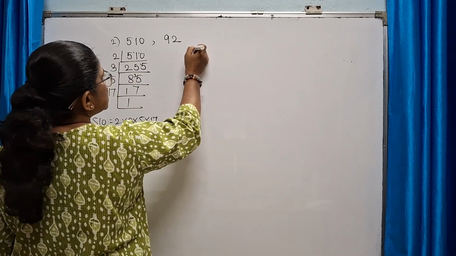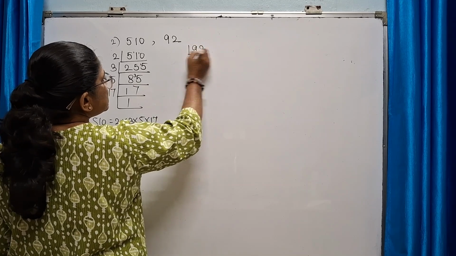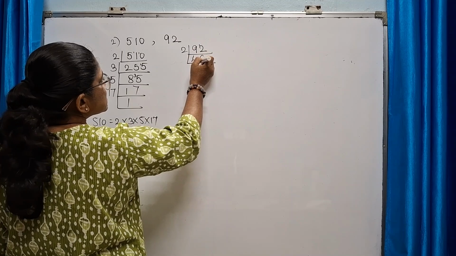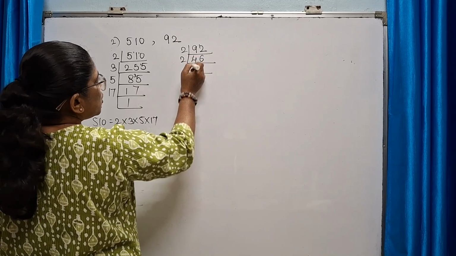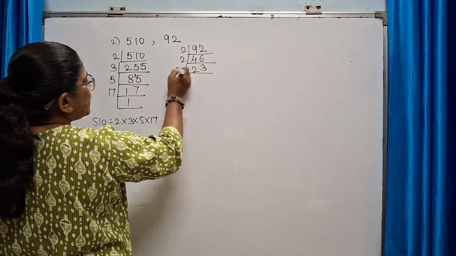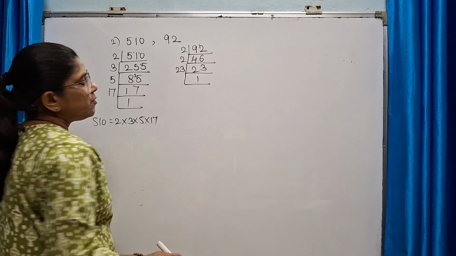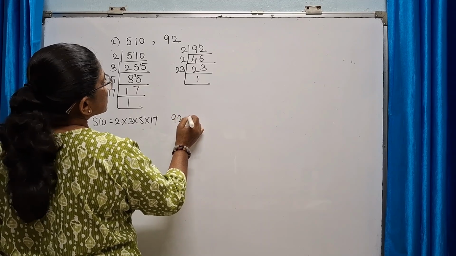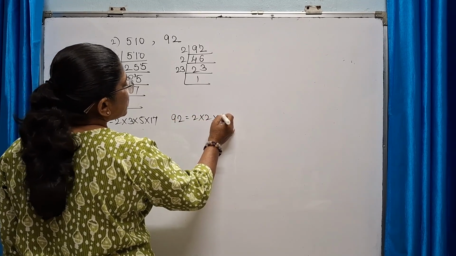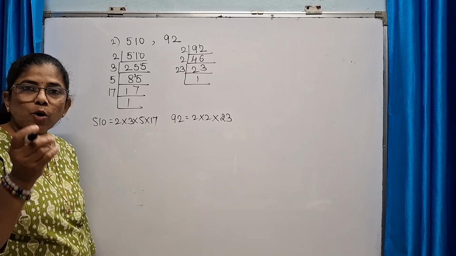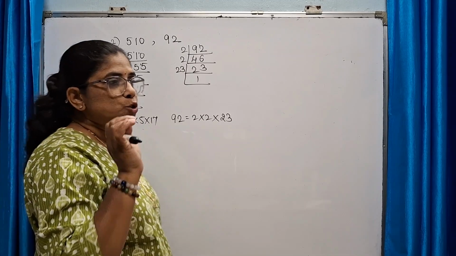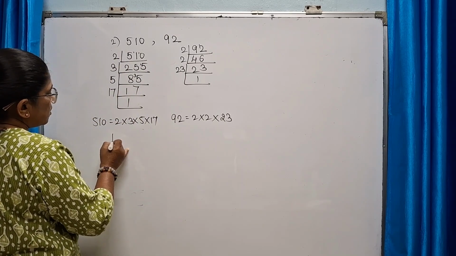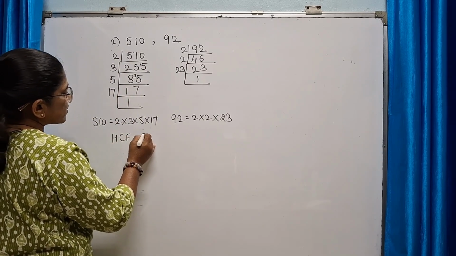Let's factorize 92. 92 divided by 2 is 46, again 2 gives 23. 23 is a prime number, so straight away we take 23. So 92 can be expressed as 2 into 2 into 23. Now let's find the common factor. Only 2 is the common factor here. So our HCF in this case is 2.